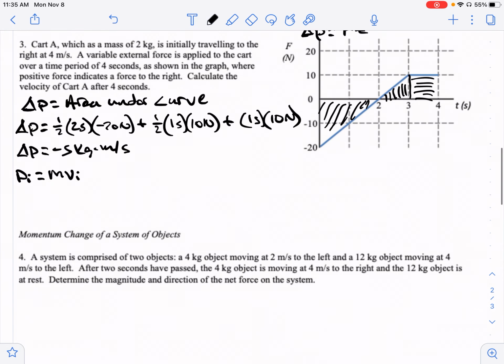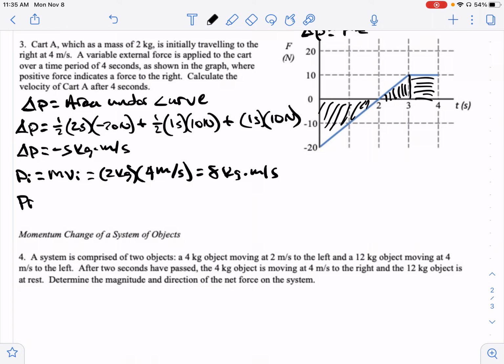There we go. So the mass of the cart is 2 kilograms. And then the initial velocity was 4 meters per second to the right, so that's positive. So we got 8 kilograms times meters per second. So we have the initial momentum and then the change in momentum.